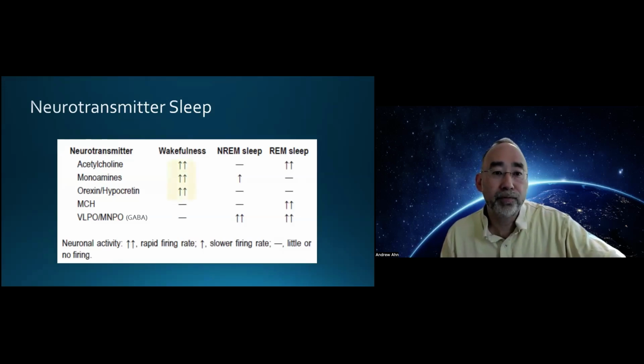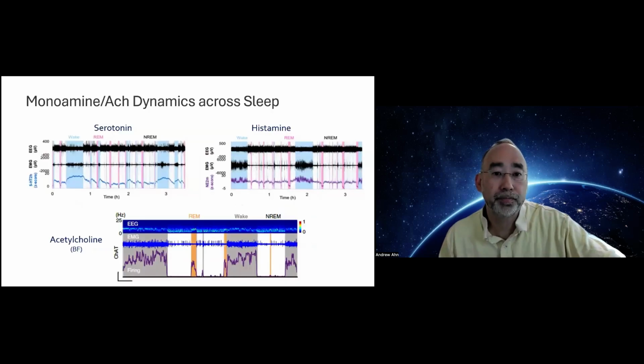And so this sort of provides a summary of that. You have the monoamines and acetylcholine elevated during wakefulness. You have GABA elevated in both stages of sleep, but then you have acetylcholine and MCH elevated during REM sleep, with some minor activation of monoamines during non-REM sleep.